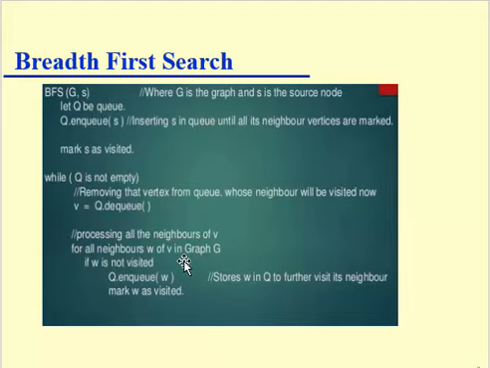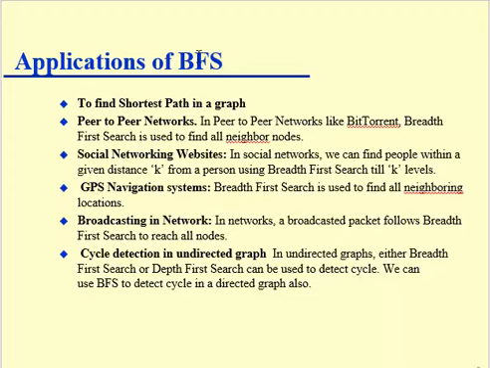Then all the neighbors that are connected to V, you need to check if they are not visited, insert them into the queue and mark them as visited. Next, again you need to delete the next element from the queue and print it. All the neighbors connected to this, if they are not visited, you insert them and mark them as visited. So you are doing this until your queue is empty. Once your queue is empty, you come out of the loop. So this algorithm you can do. This is very important.